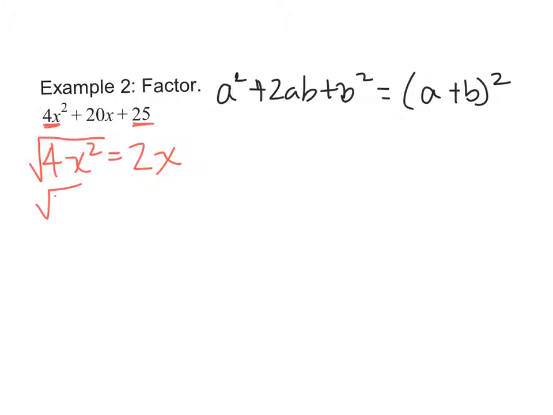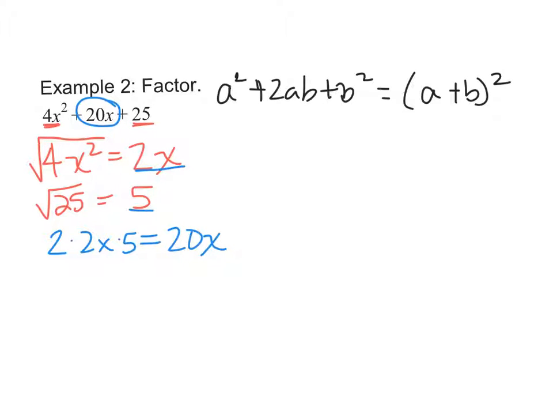What about the last term? Square root of 25 is 5. Now what about that middle? So 2 times 2x times 5. What's 2 times x times 5? 20x. Does that match that middle term? Yes. So can I write this as a perfect square trinomial? Yes. So my answer is going to be, what's my first term? 2x plus 5 squared.